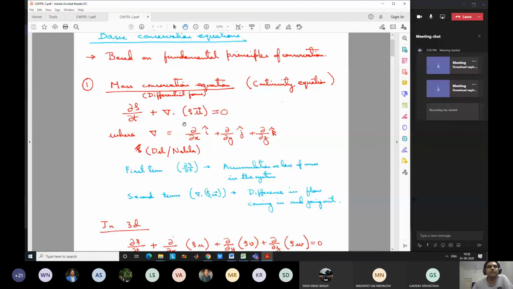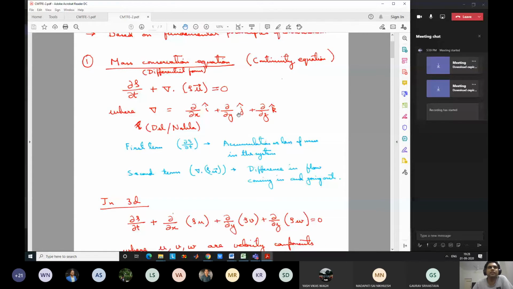So this is the mass conservation or continuity equation in general form, with varying density, in 3D form or 2D form, whatever you can write like this. The first term, del rho del t, what does it represent? It represents the accumulation or loss of mass in the system.